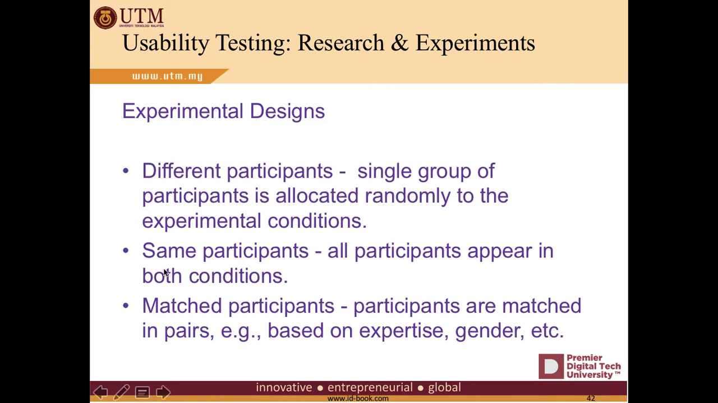different independent variable. In this case, Toyota is independent variable number one, and Honda is independent variable number two. For the second method of experimental design, you might use the same participants, meaning you use the same participants to test both independent variables, like Toyota and Honda cars, just like the first example. The third, matched participants, are matched in pairs based on expertise, gender, and so on, so they are based on the independent variable you created based on the participants.